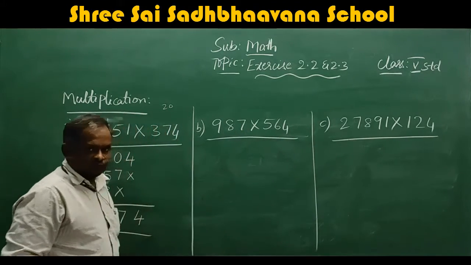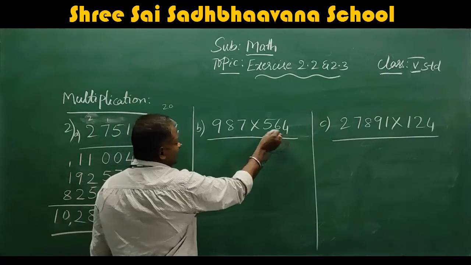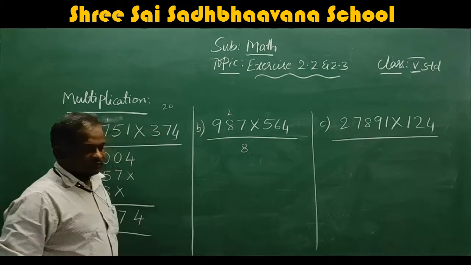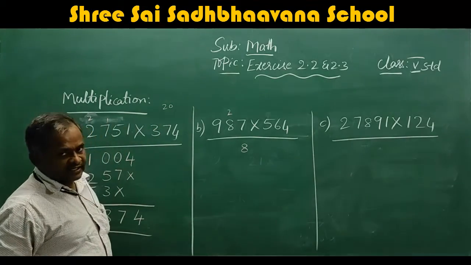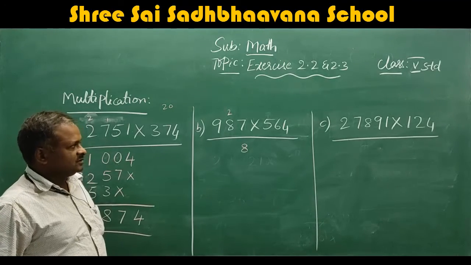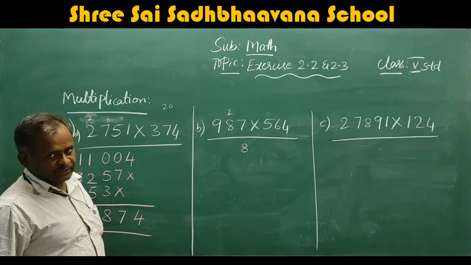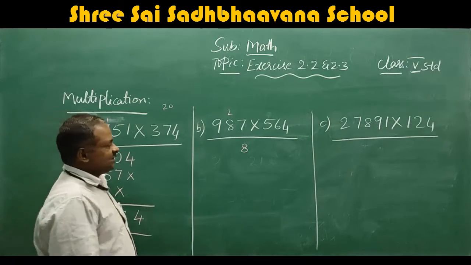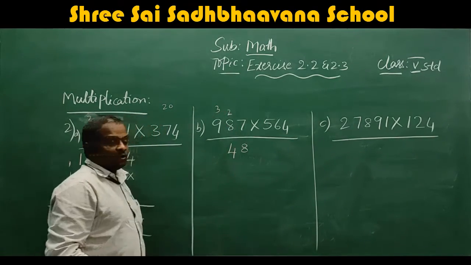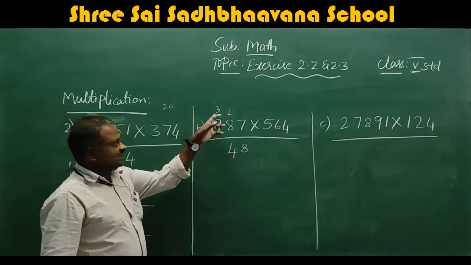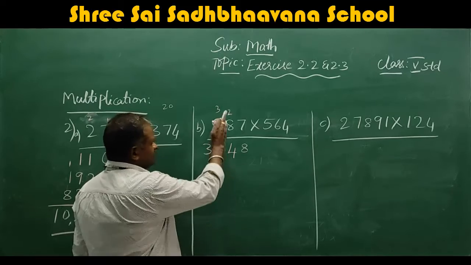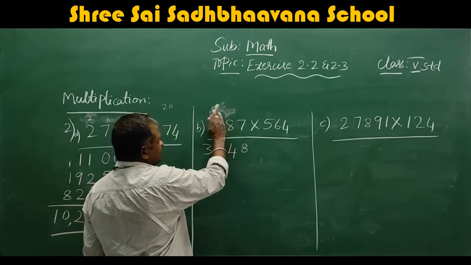Next come to this one. 4 sevens are 28, carry 2. 4 eights are 32, 33, 34, carry 3. 4 nines are 36, 37, 38, 39. So 3,948. Once again, we will rub this one.